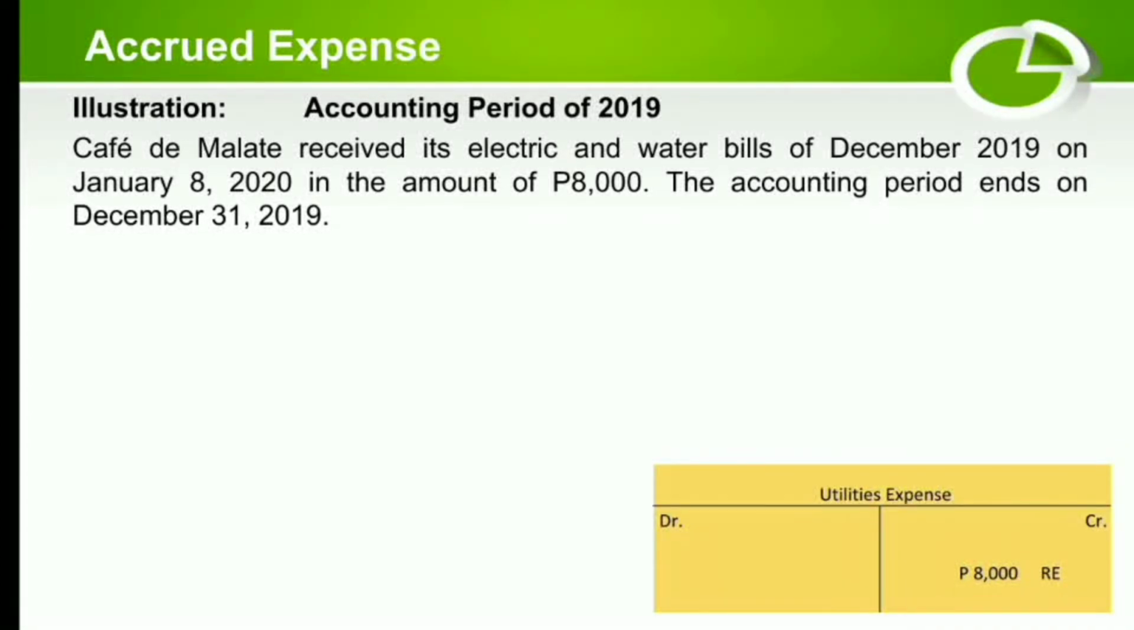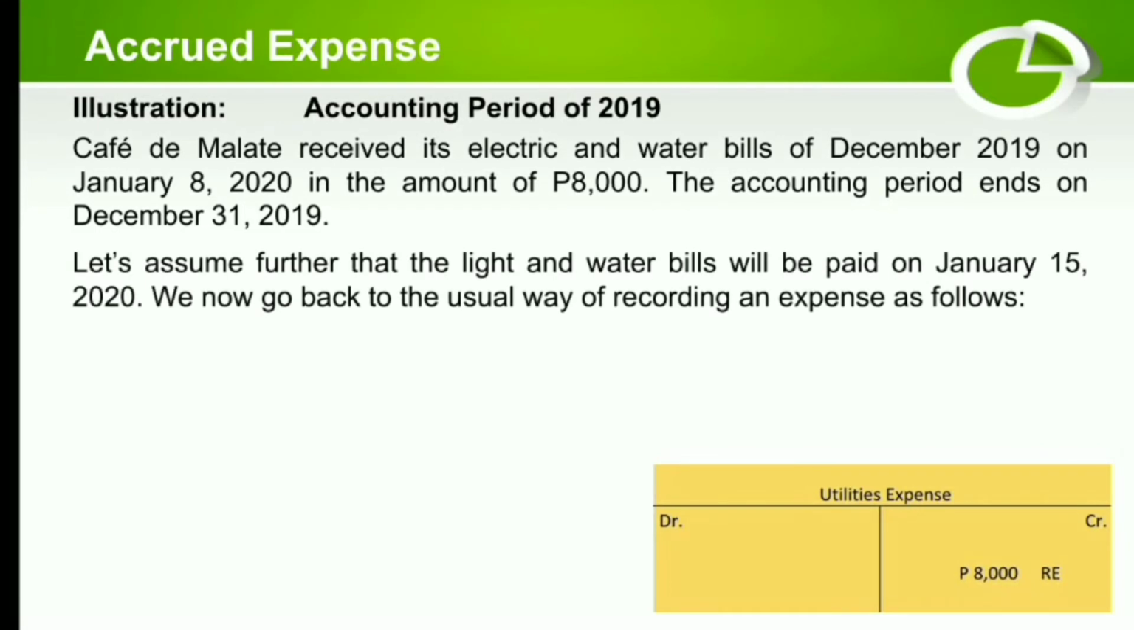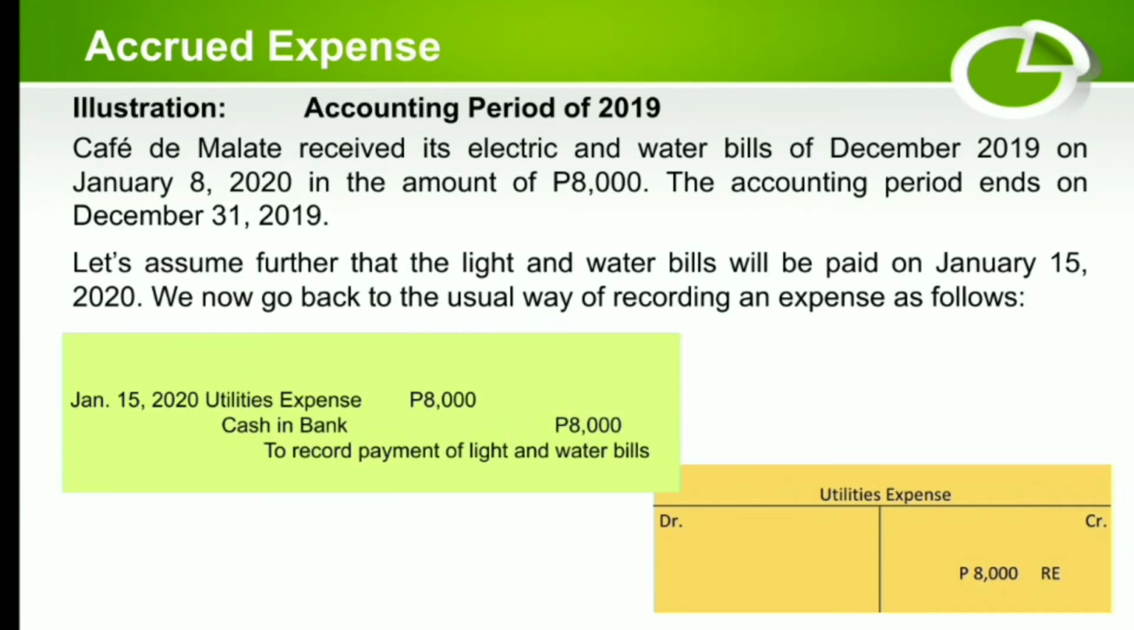So to illustrate, let us assume further that the light and water bills will be paid on January 15, 2020. Upon payment, this will be the journal entry. We have the date, January 15, 2020, and then the debit entry is utilities expense of 8,000 pesos, and then credit to cash in bank, 8,000 pesos.